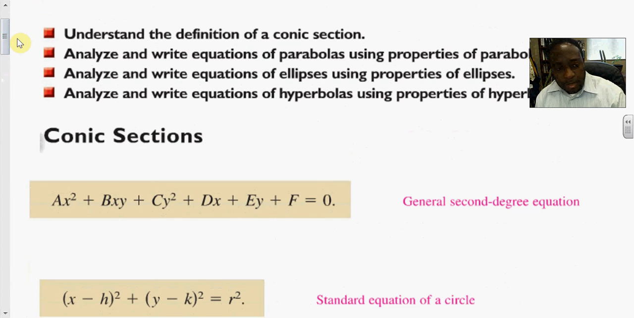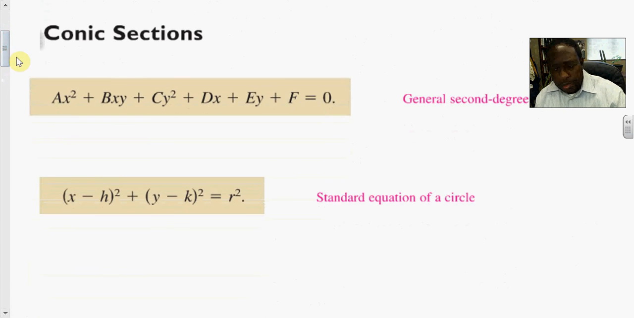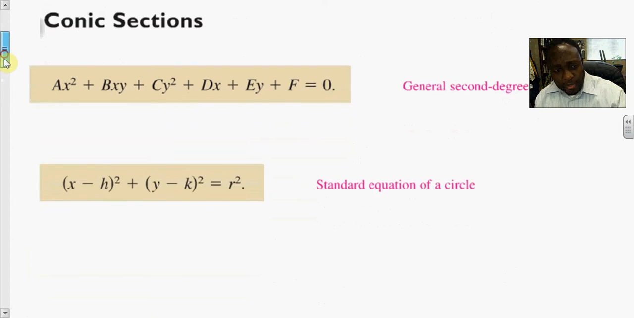There are 4 basic graphs for the conics: the circle, the parabola, the ellipse, and the hyperbola. I think you're most familiar with the standard equation for the circle, where (h, k) is said to be the center and r is the radius.